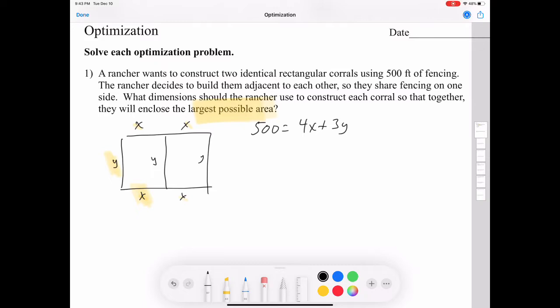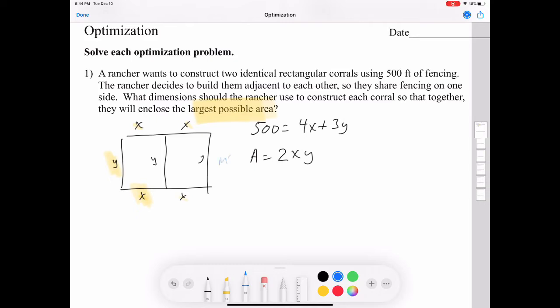So area is equal to, I want to say we have 2 times x times y, right? The area of one is base times height, or length times width, so x times y. And we have the other one, x times y, and we have 2 of them. Okay. So let's go ahead and say we want to maximize.